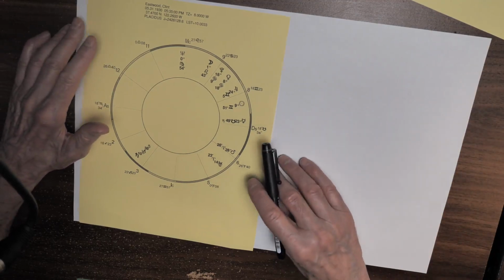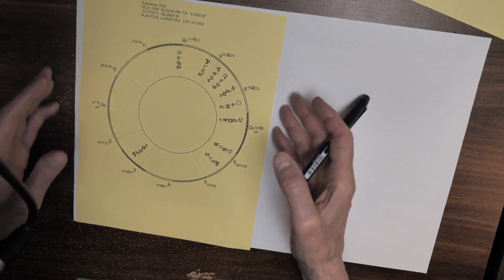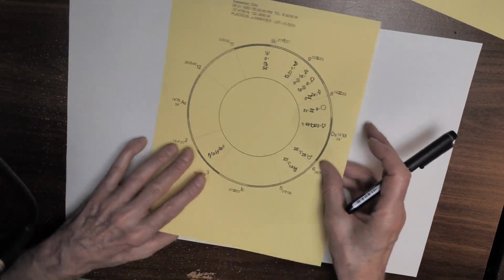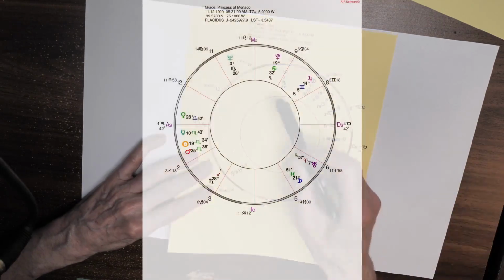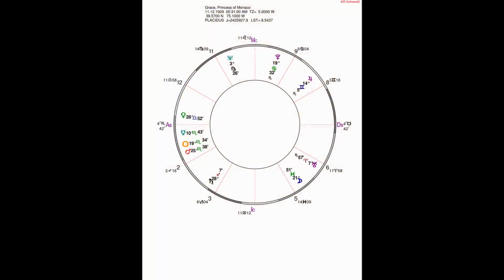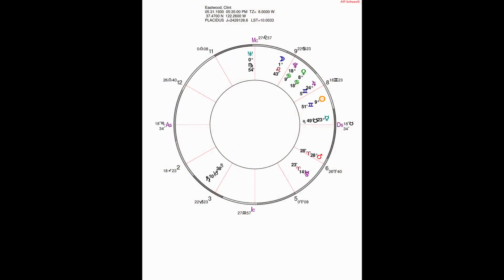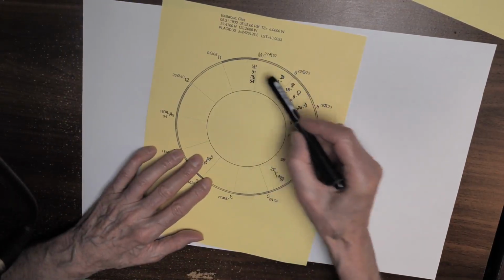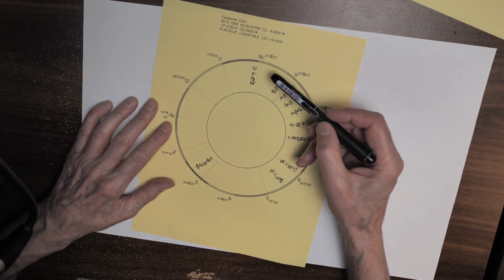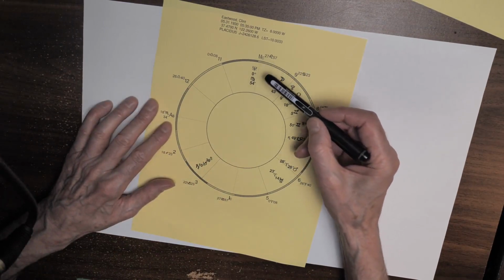So this is a chart for Clint Eastwood. I think I'll put it on screen in case this is difficult to read. But often what people do is they'll look at the chart, and let's say we want to know about Clint's career. It's the 10th house, right, up here. We want to look at what planets are involved with the 10th house, which will describe his career.